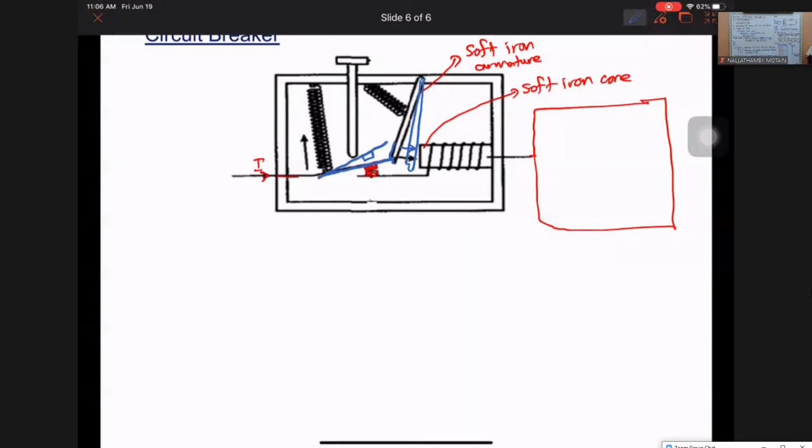This process only takes place when suddenly the current over here becomes very high. Very high. So the soft iron core becomes a strong electromagnet and then we'll pull the soft iron armature with a greater force. Then when pulled, the contact will be open. When the contact is open, the circuit is disconnected.